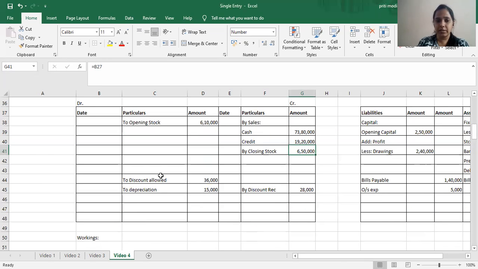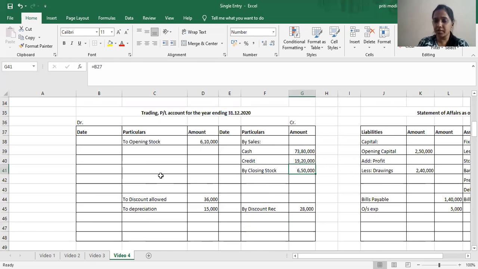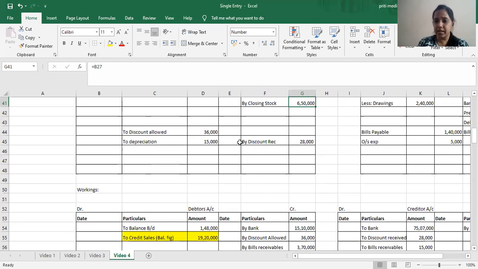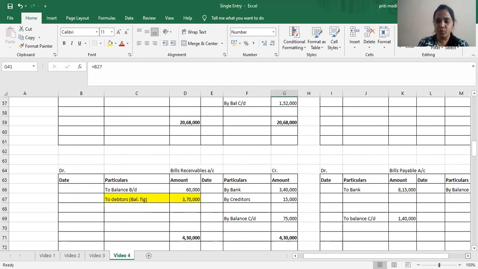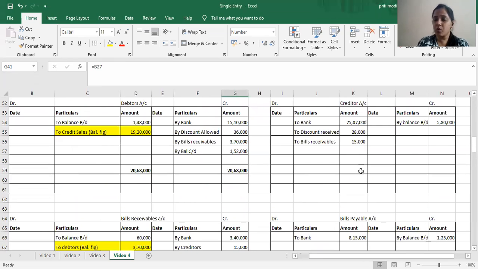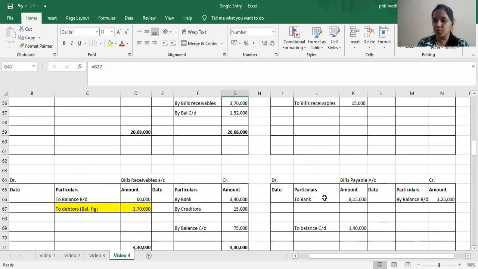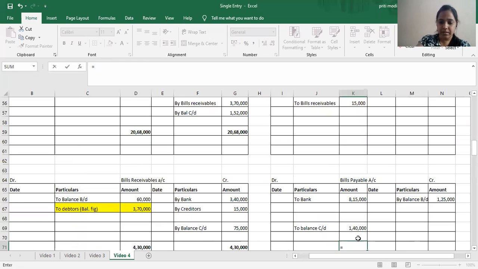Now let's post other figures. Let's now close our workings, and then we shall move towards our main sum. So creditors account, before that we will balance our bills payable account. Bills payable account, we shall balance it first, and the balance should come on the debit side. Just first, let's write the sum.